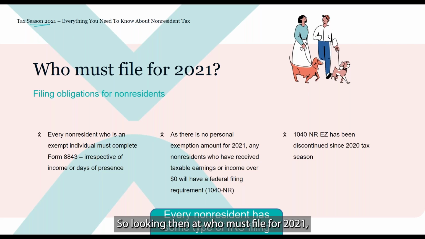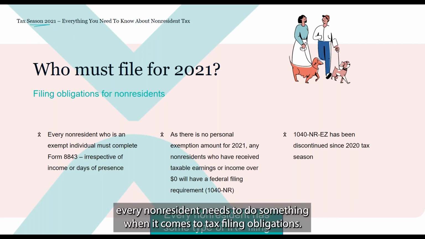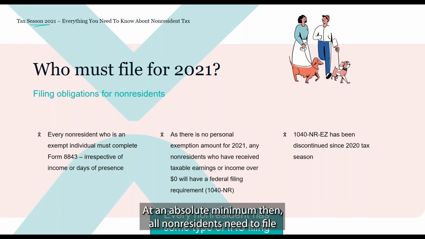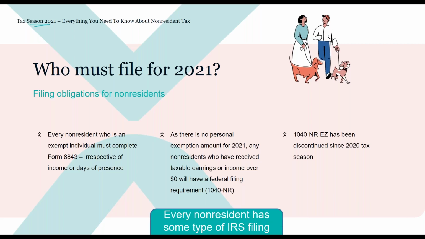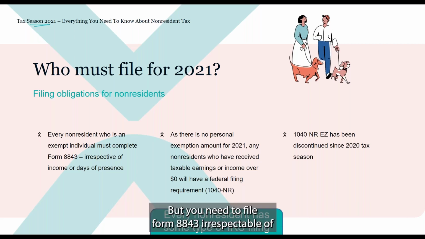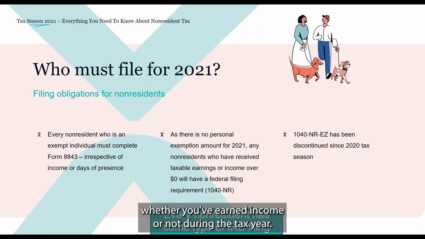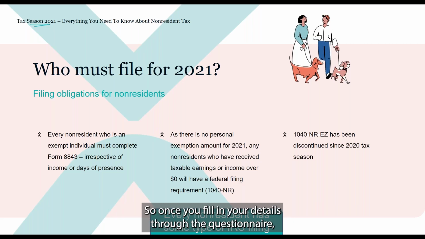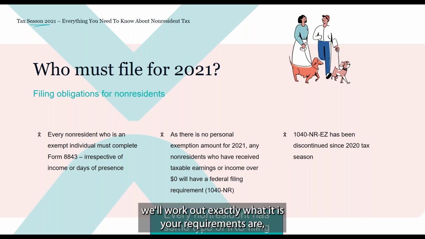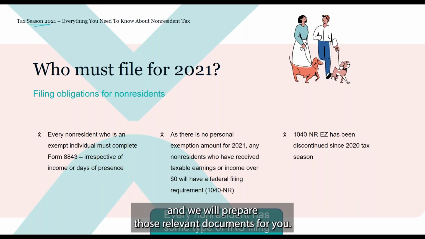So looking then at who must file for 2021. Every non-resident needs to do something when it comes to tax filing obligations. An absolute minimum then, all non-residents need to file at least Form 8843, which I'll go through in a little more detail in the next slide. But you need to file Form 8843 irrespective of whether you've earned income or not during the tax year. Now, Sprintex will prepare the relevant forms for you, including Form 8843. So once you fill in your details through the questionnaire, we'll work out exactly what your requirements are, and we will prepare those relevant documents for you.